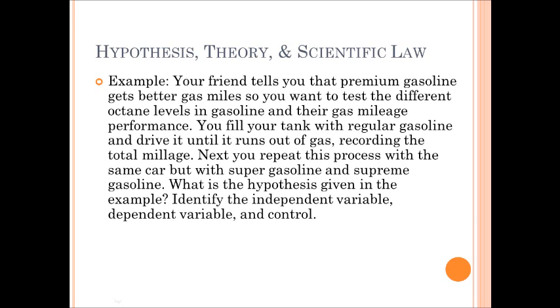So here's an example. Your friend tells you that premium gasoline gets better gas mileage, so you want to test the different octane levels in gasoline and their gas mileage performance. Meaning you want to see how many miles you can get based on the gasoline. You fill your tank with regular gasoline and drive until it runs out of gas, recording the total mileage. You then repeat this process with the same car, but instead you put super gasoline in the second time and supreme gasoline for the third time. So in this example, what is the hypothesis, and what are the independent variable, dependent variable, and control?